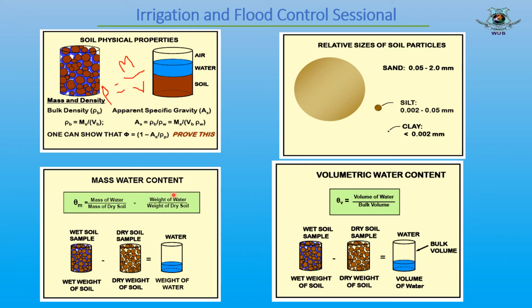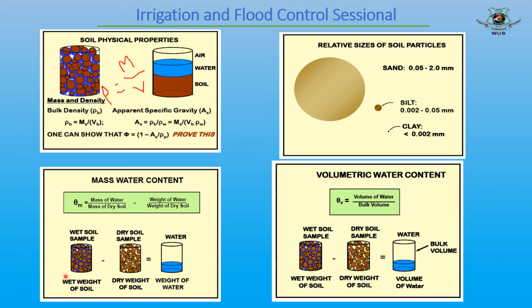Mass water content. The mass water content theta m is equal to the mass of water divided by the mass of dry soil. We can also say the mass water content is equal to the weight of water divided by the weight of dry soil. The process of calculation of water content is shown in this figure.